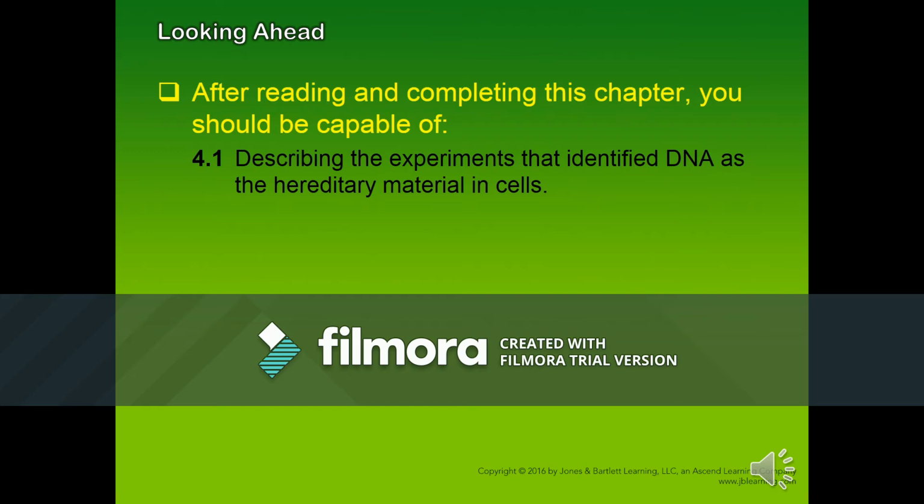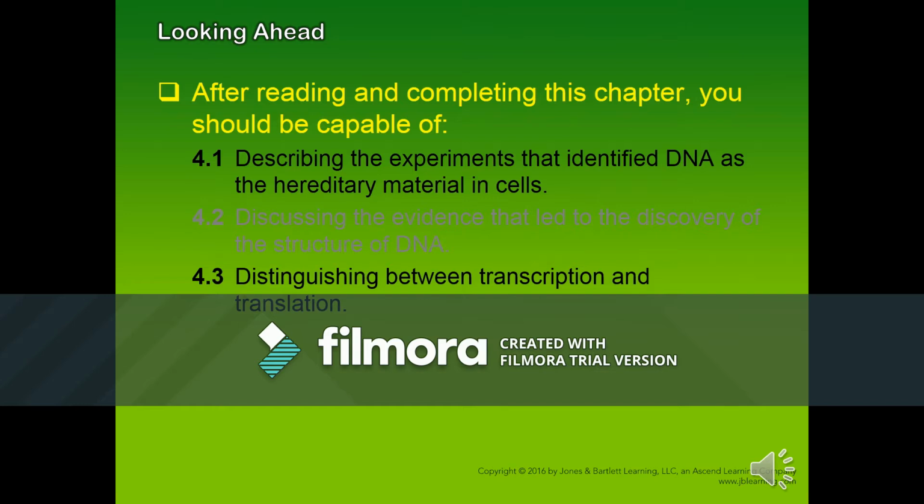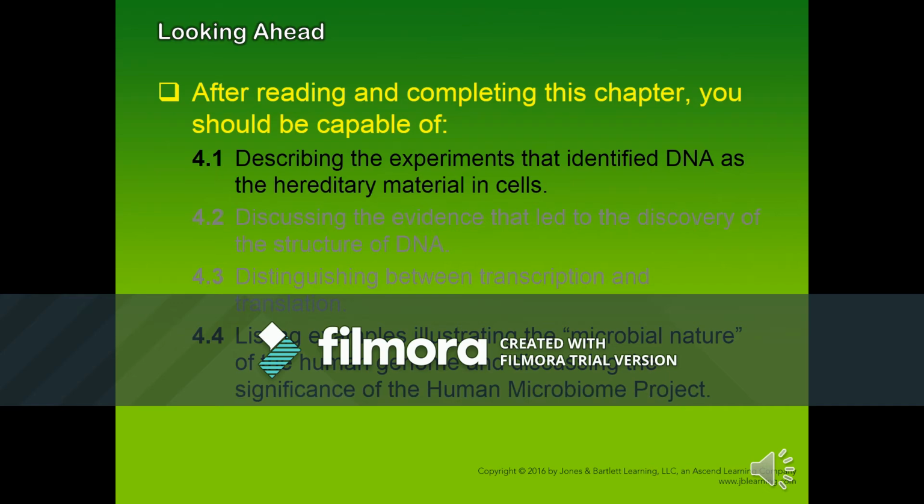So after we're done with this chapter, we're going to be able to describe the experiments that identify DNA as the hereditary material in cells, to discuss the evidence for the discovery of the structure of DNA, to distinguish between transcription and translation, which are going to be the next couple of chapters, and then list some examples illustrating the microbial nature of the human genome and discuss the significance of the Human Microbiome Project.